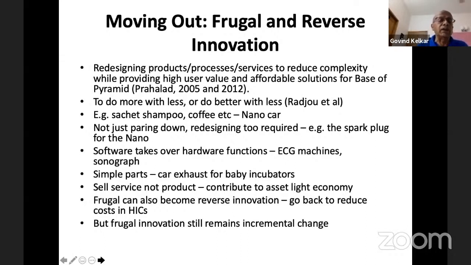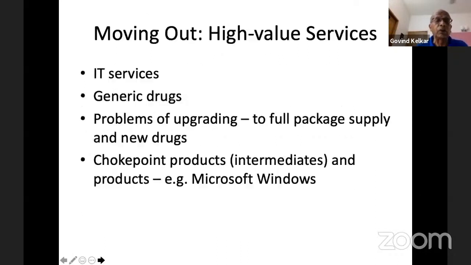Or you can have an ECG machine which actually has been developed in China or in India, not by Indian companies but by the multinationals themselves, because they have developed them for low income markets. Now, this frugal innovation for low-income markets can also become what is called reverse innovation, meaning it will go back to the original headquarter companies to become important over there too.